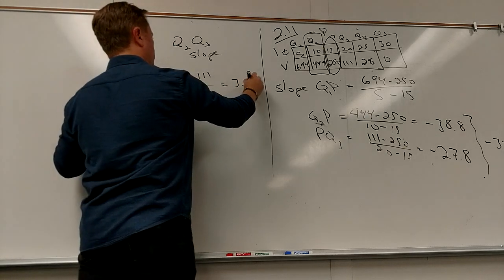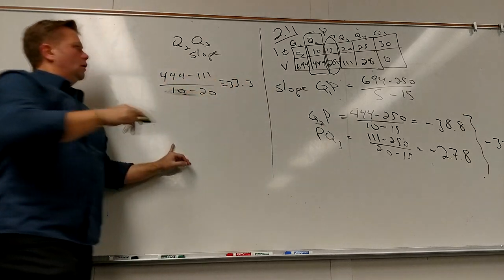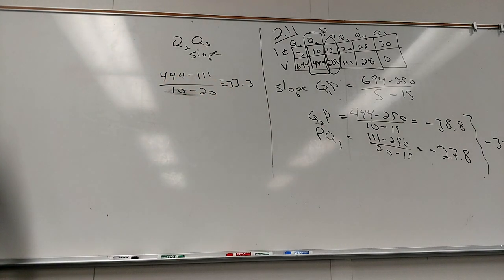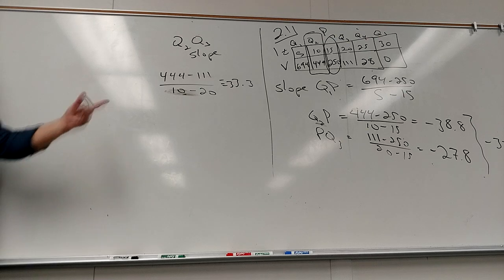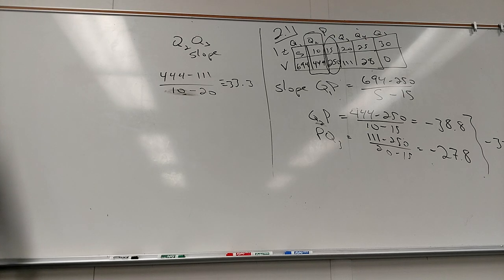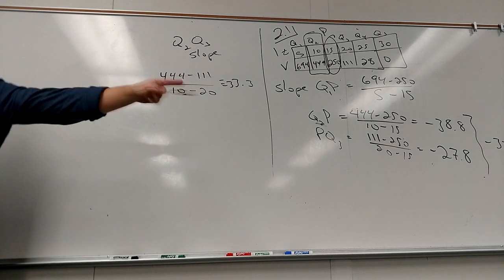Don't you get 33.3? Right? Negative, yeah. Isn't that exactly what we got over there? Doesn't that kind of make sense?